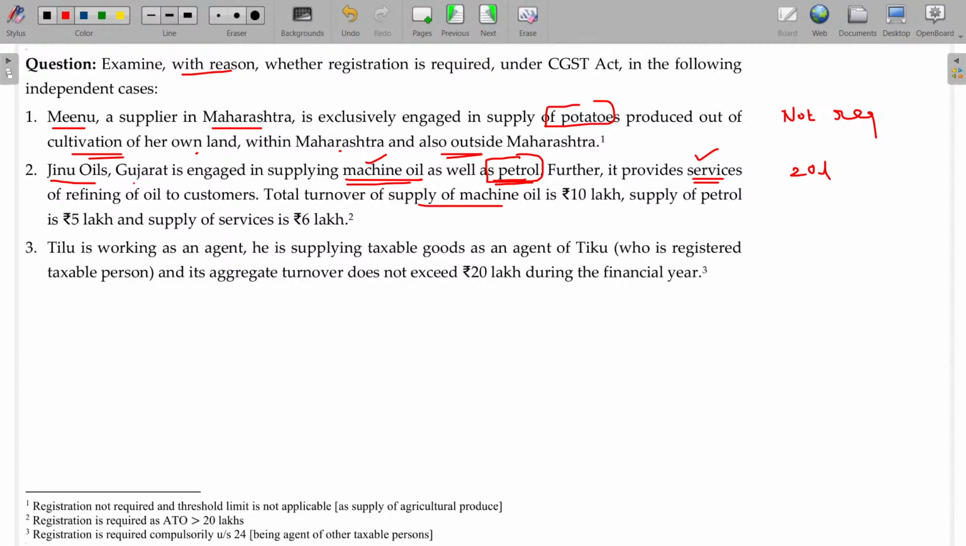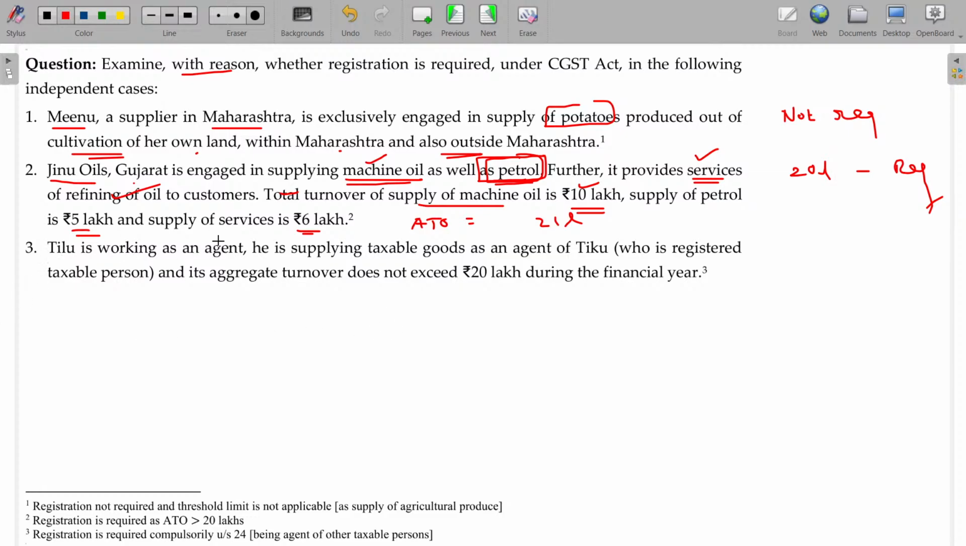Total turnover of supply of machine oil is 10 lakhs, supply of petrol being 5 lakhs, supply of service. When you are comparing the aggregate turnover, though petrol being non-taxable goods, yet for the aggregate turnover, you need to add the 3. So if you add all the 3, it comes around 21 lakhs, so registration required.